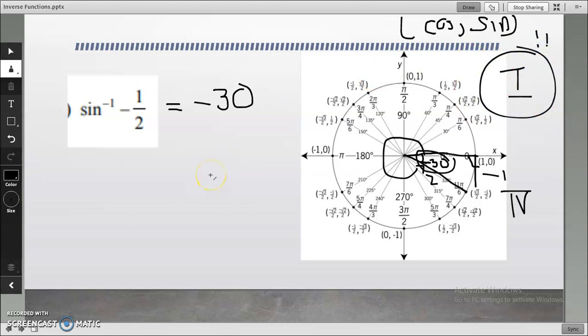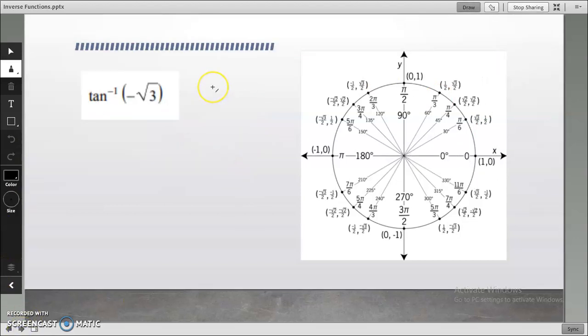Okay. I can also say, because I didn't specify here, should it be in degrees or should it be in radians? So you can also say this is equal to -pi/6. Oh, the time is flying. Okay, so the next one is tan inverse of negative square root of 3.